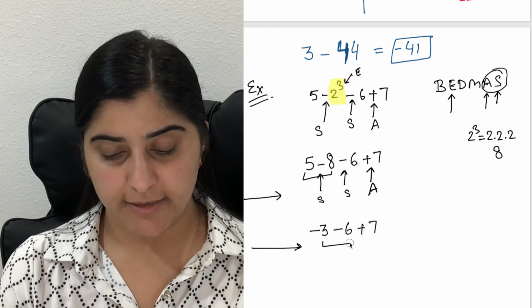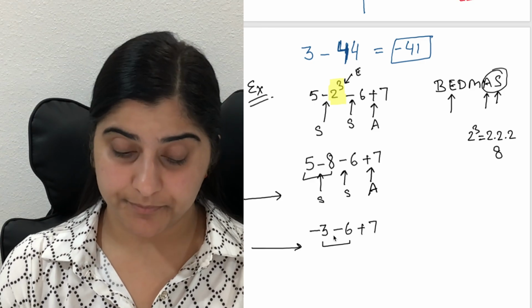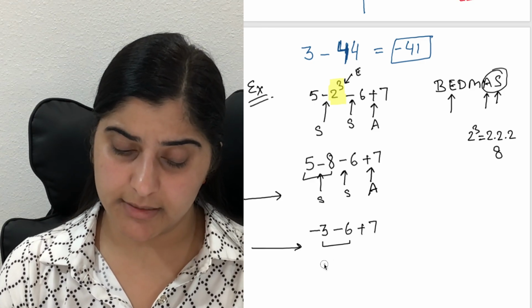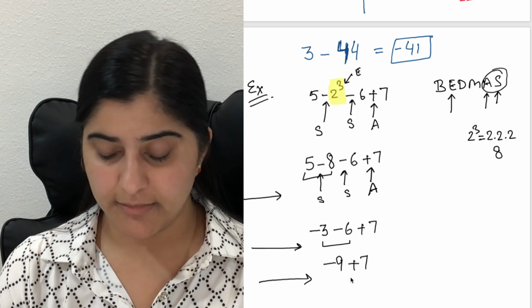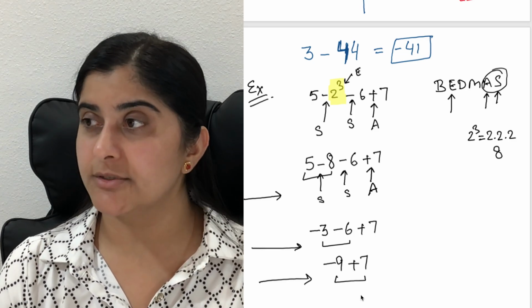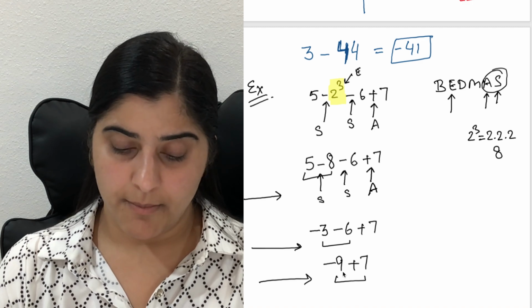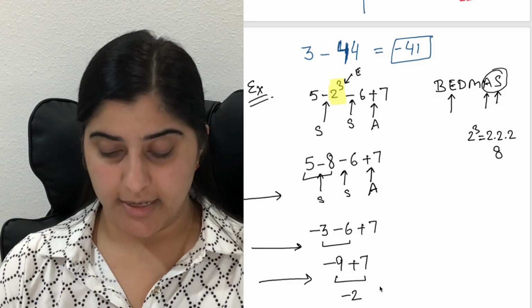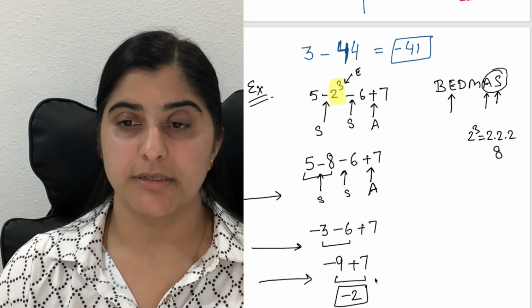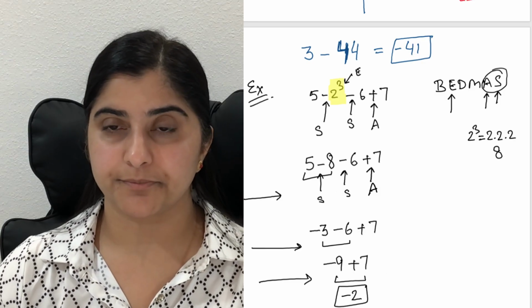Now again from the left side do this operation. Minus 3 minus 6 will give you minus 9 plus 7. Again from the left hand side, at a time just do one operation. Minus 9 plus 7 is equal to minus 2. And this is our final solution. We simplified the expression.